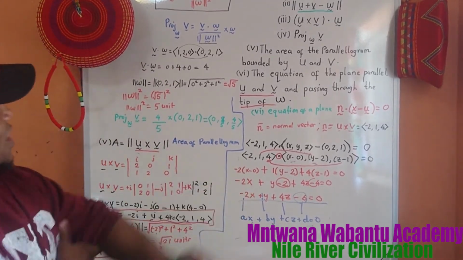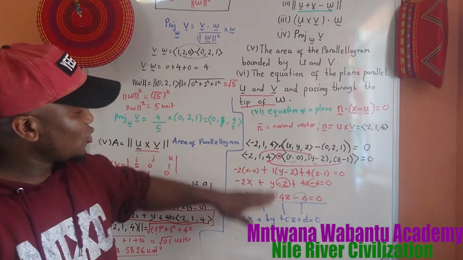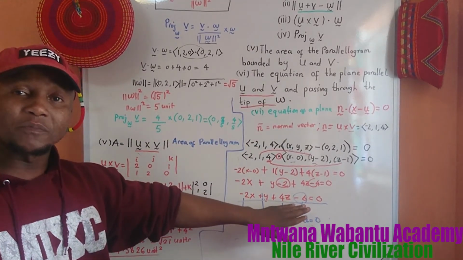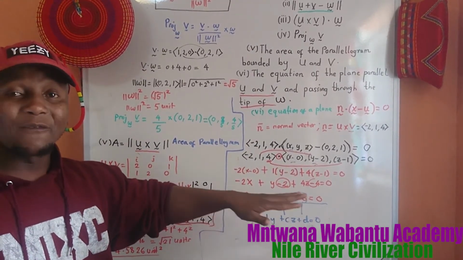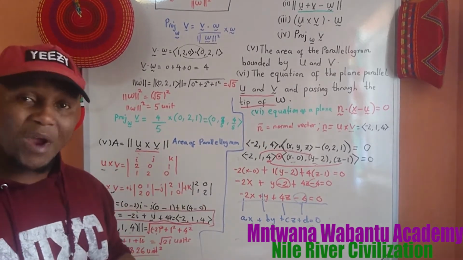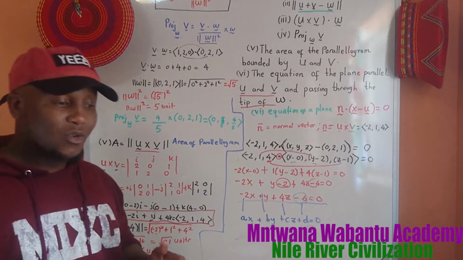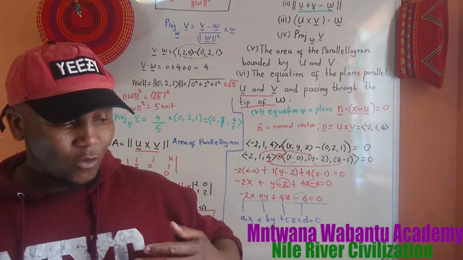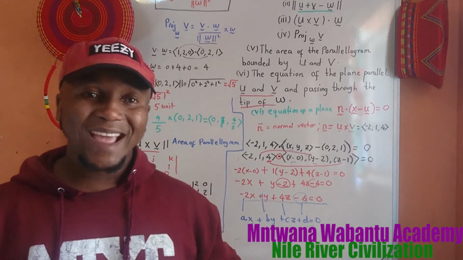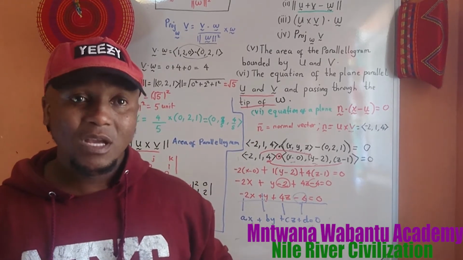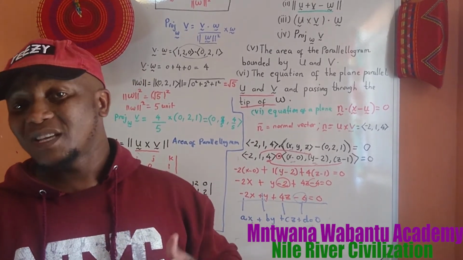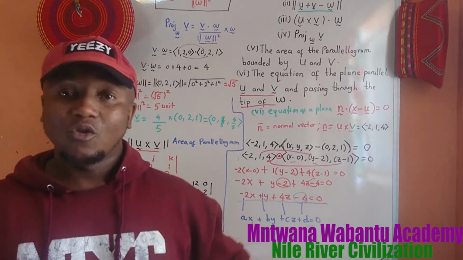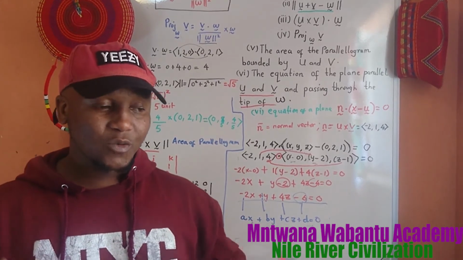If you were in the tip of w, this will be the equation of a plane in the tip of w. But the previous question was the tip of u. So you have to pay extra attention when you're reading the equation, because if you don't read your equation carefully, you're going to misinterpret it and be in trouble. So try to read your question carefully.